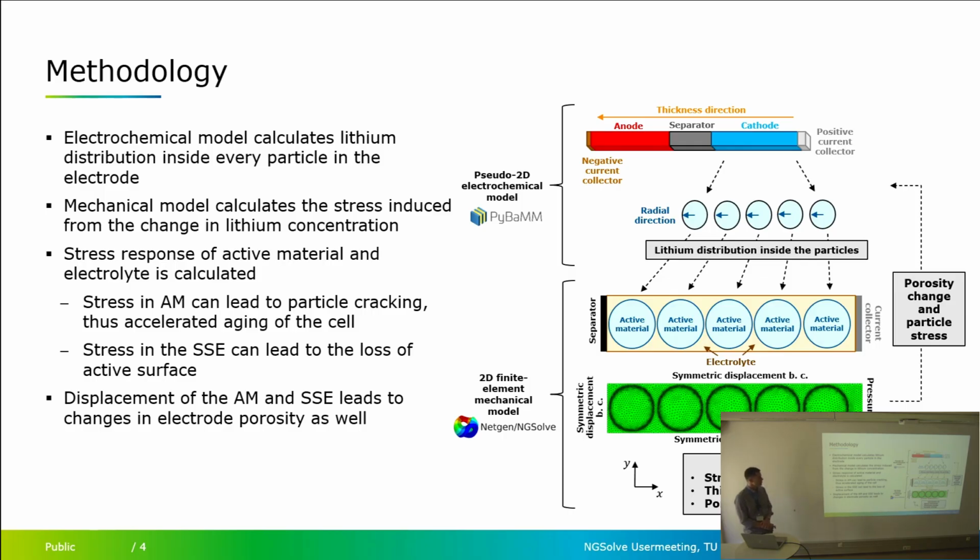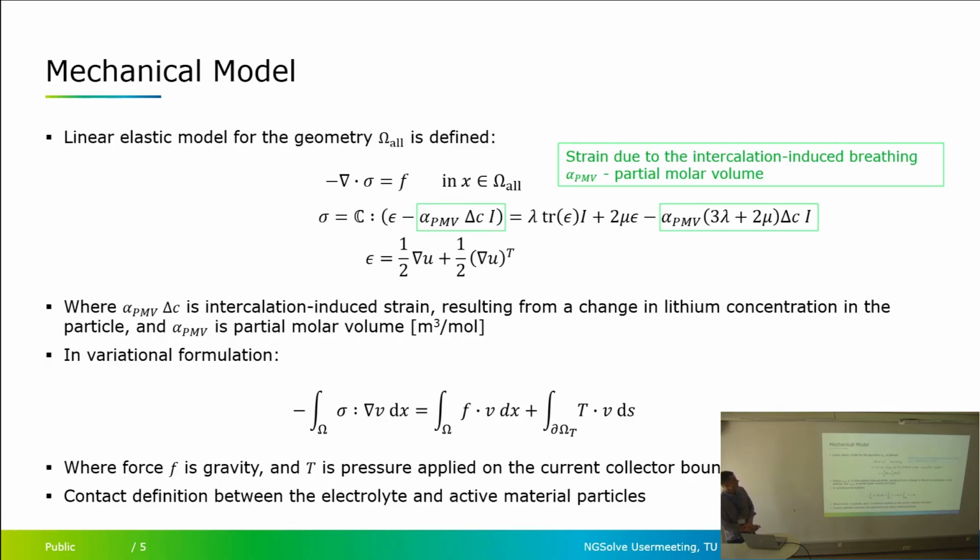As for boundary conditions on the mechanical model, we have symmetric boundary conditions on three sides, and the fourth side has a pressure boundary condition which mimics the pretension pressure which cells usually experience when packed into a battery. The mechanical model is a linear elastic model. We add this term, which is mathematically the same as thermal expansion. The alpha is now called not thermal expansion coefficient, but partial molar volume, given in meter cubed per mole of lithium, and we do not have a delta of temperature. We have a delta of lithium concentration.